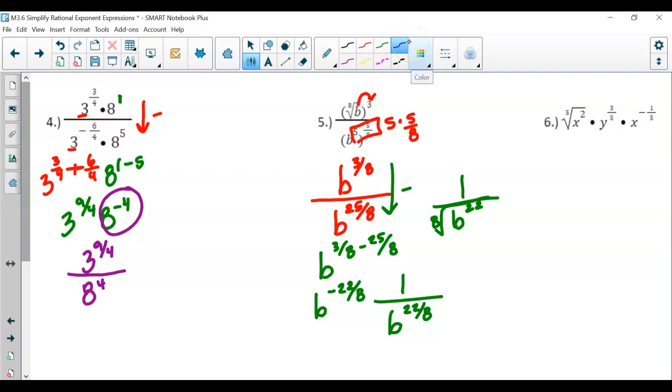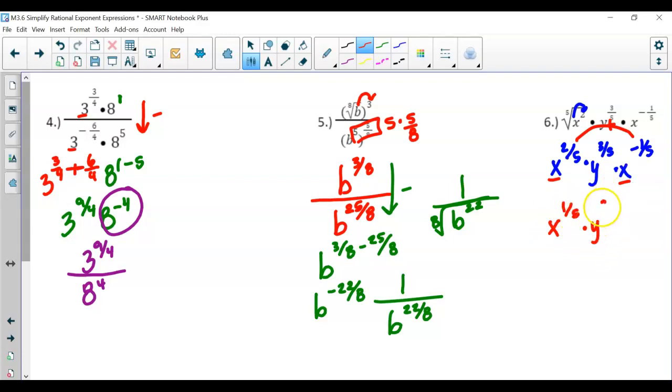So then here for this one, you had to again rewrite, that's x to the 2nd power, so x to the 2nd power over 5. Bring down y to the 3/5 and x to the negative 1/5. So now you should have noticed you only added these two exponents here where the bases are the same. So this is x to the 1/5, then times y to the 3/5. Final answer, bases are different.